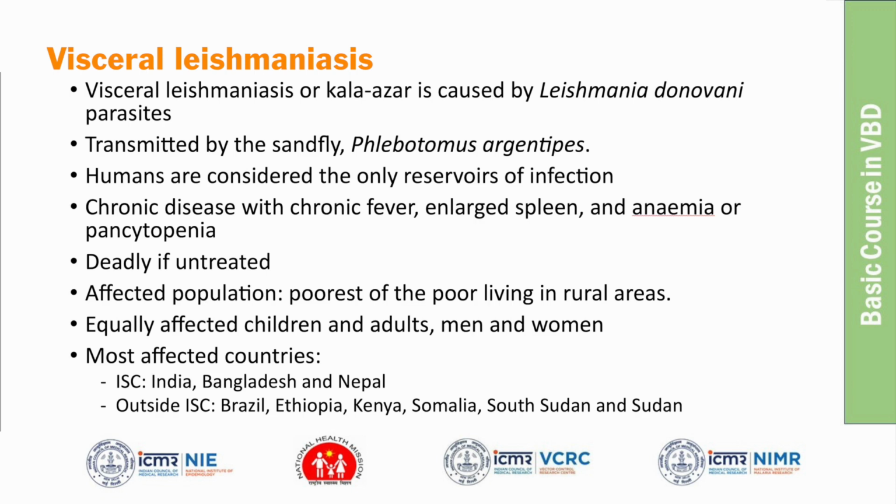It is a chronic disease with chronic fever, enlarged spleen, and anemia or pancytopenia. If untreated, the disease will become deadly. The population affected are the poorest of the poor living in rural areas, equally affecting children and adults, men and women. Most affected countries in the Indian subcontinent are India, Bangladesh, and Nepal. Outside the Indian subcontinent, Brazil, Ethiopia, Kenya, Somalia, South Sudan, and Sudan are the most affected countries.